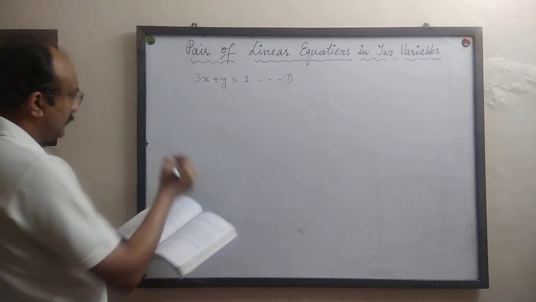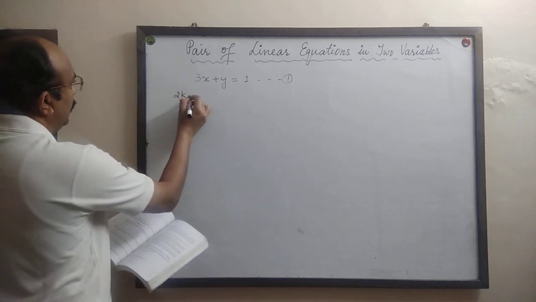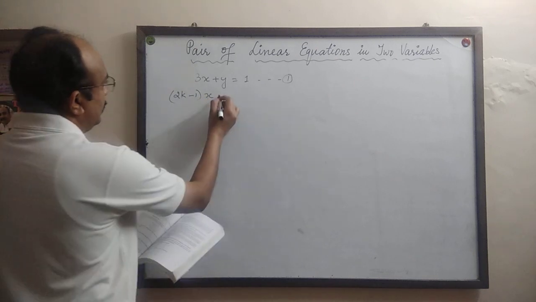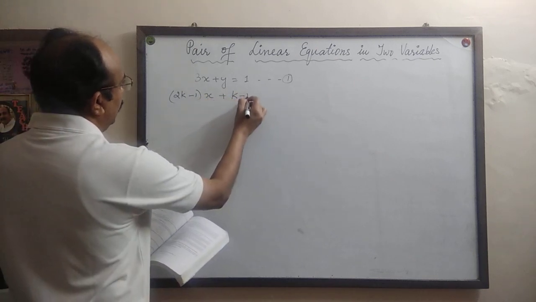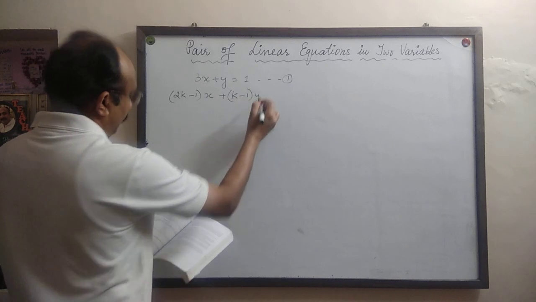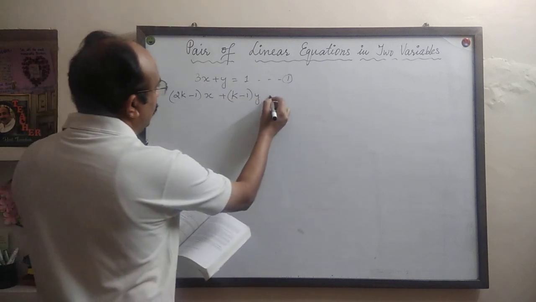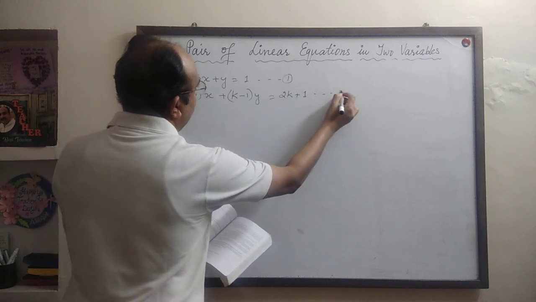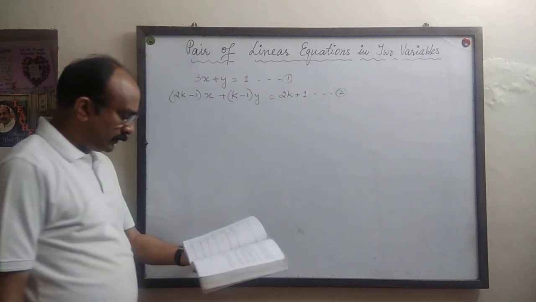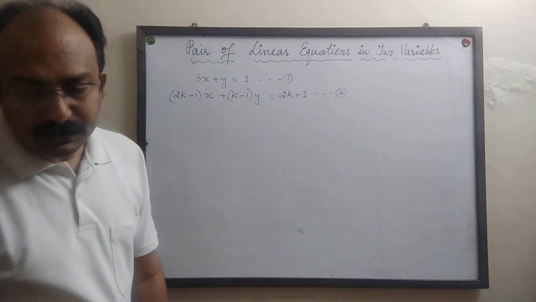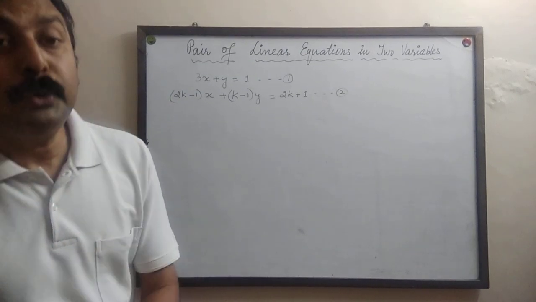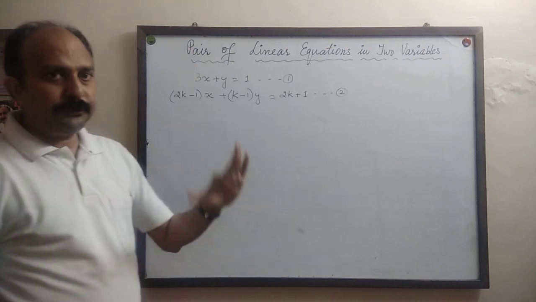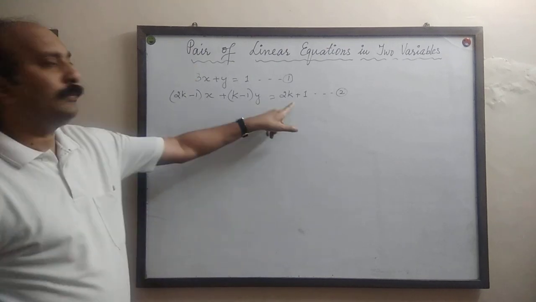Second equation is 2k minus 1 into x plus k minus 1 into y is equal to 2k plus 1. This is equation number 2. Now the condition is having no solution. It is given that this system has no solution, then find the value of k.